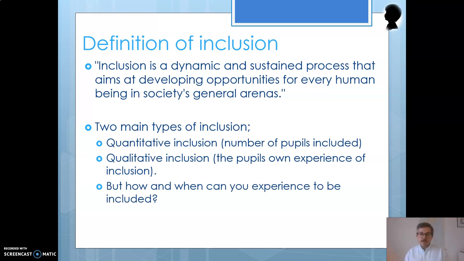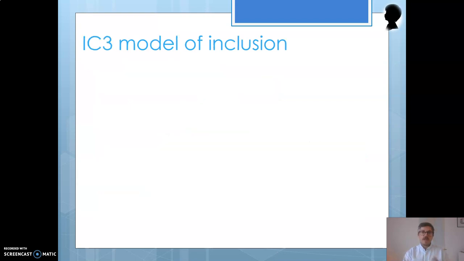So the question might be, but how and when can we experience to be included? That is a question that Alenkær offers an answer to. His answer is the IC3 model, which I'm going to describe now.